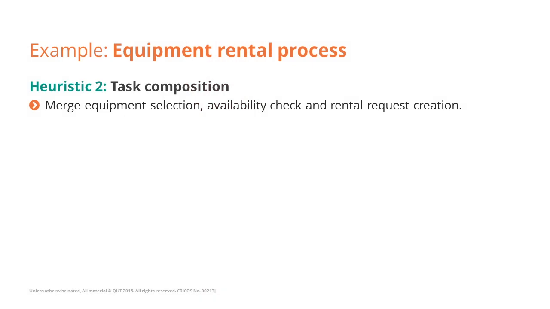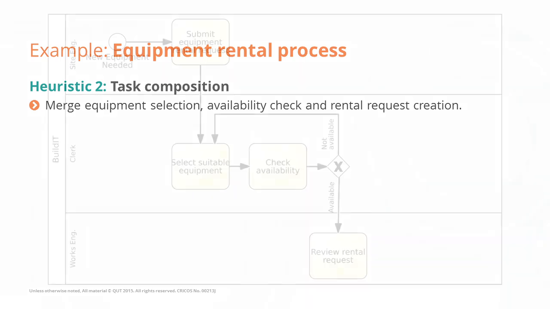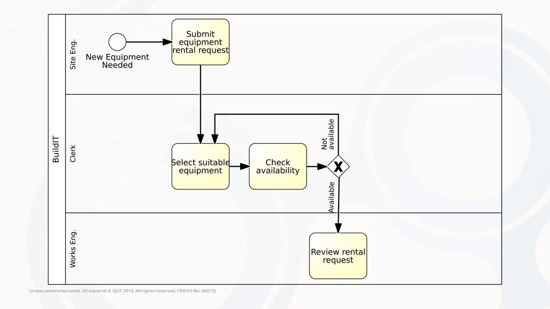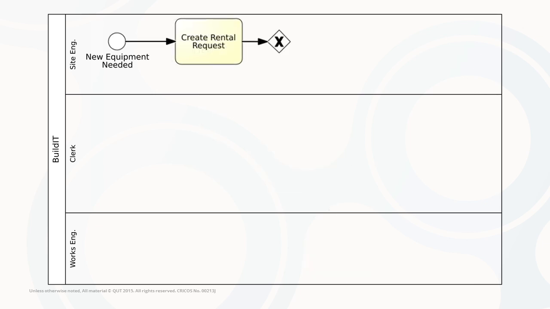Heuristic 2 tells us to try to compose activities in order to eliminate transportation. In our context, that could mean merging the step of selecting the equipment with checking the availability and creating the rental request. These three activities could be performed at the same time by the site engineer, and the handovers from the site engineer to the clerk to the works engineer could then be reduced.